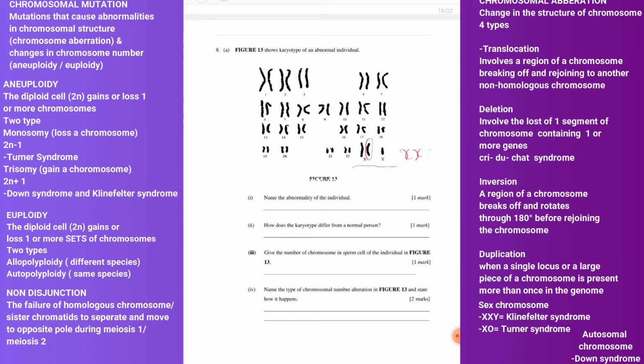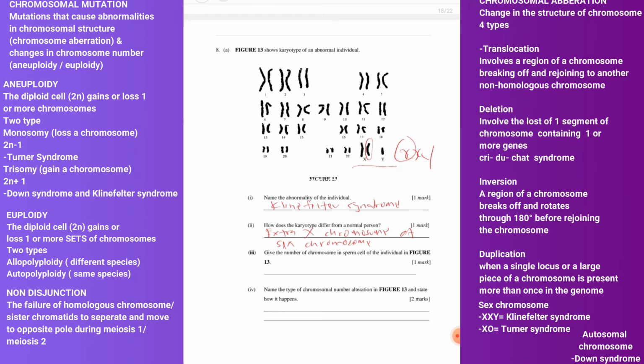So XXY. Name the abnormality of the individual. For XXY, of course, Klinefelter syndrome. How does the karyotype differ from a normal person? There will be an extra X chromosome at the sex chromosome. Here, one extra chromosome, an X chromosome, at the sex chromosome.